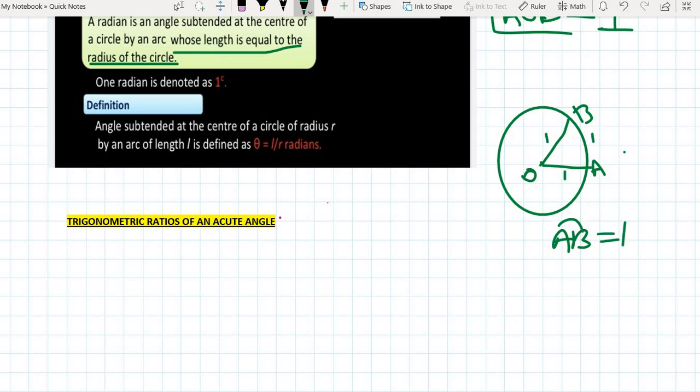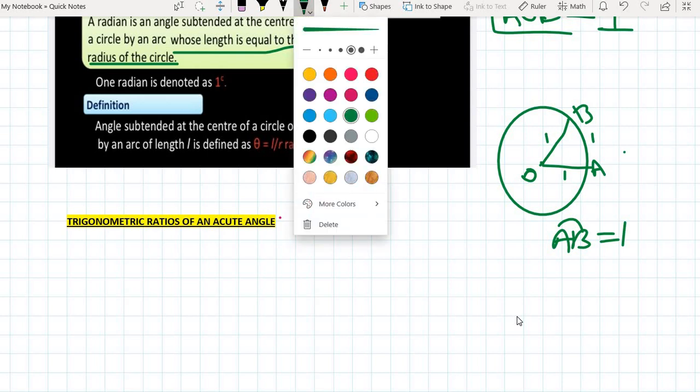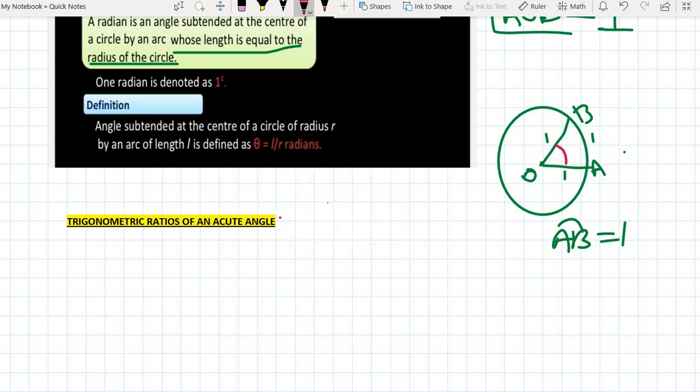Then the angle formed at the center of the circle by the arc AB is considered to be 1 radian. This region is considered to be 1 radian. And remember, 1 radian is denoted like this. We used to write 1 degree with a small 0 at the index place. To write 1 radian, we use this notation. So 1 radian is denoted like this.